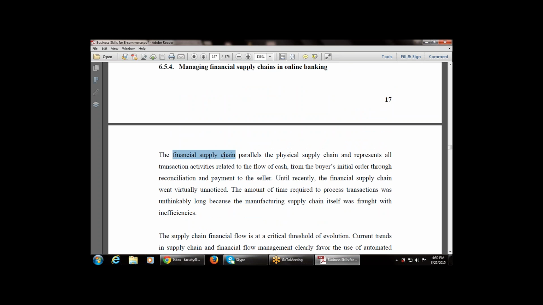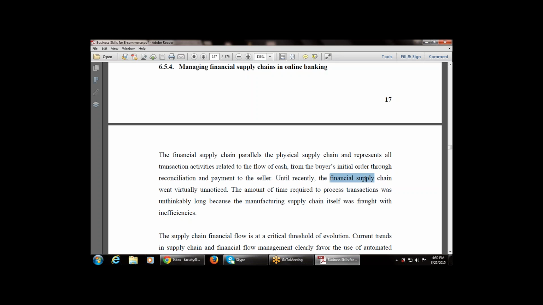The financial supply chain parallels the physical supply chain. That is, in terms of money there will be a supply chain that is very similar to the physical supply chain and represents all the transaction activities related to the flow of cash from the buyer's initial order through reconciliation and payment to the seller.